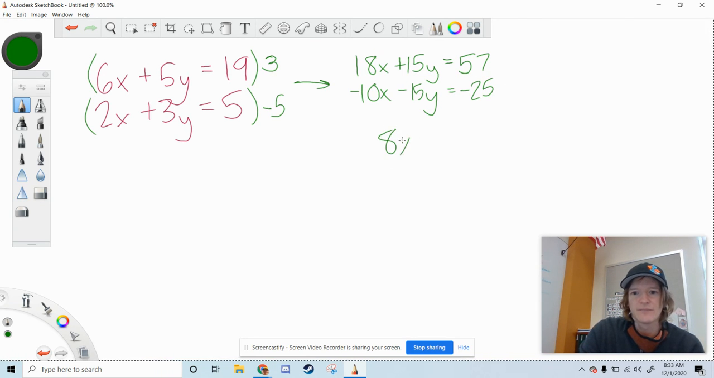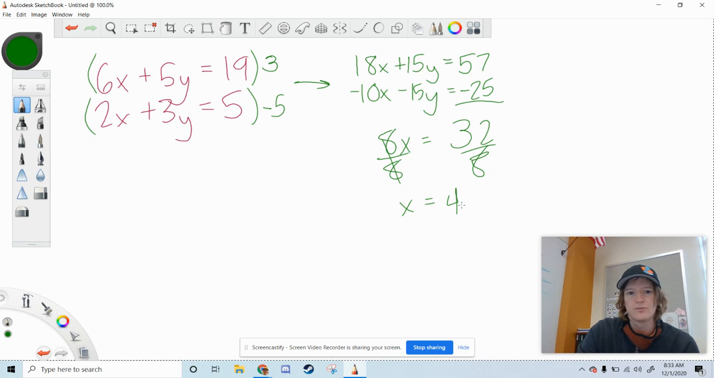We'll have 8x equals, let's do 57 minus 25. 7 minus 5 is 2. And that'll be 32. Divide by 8. X equals 4.